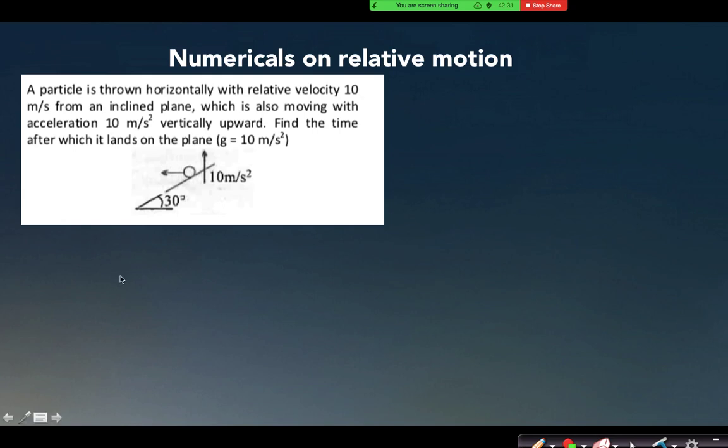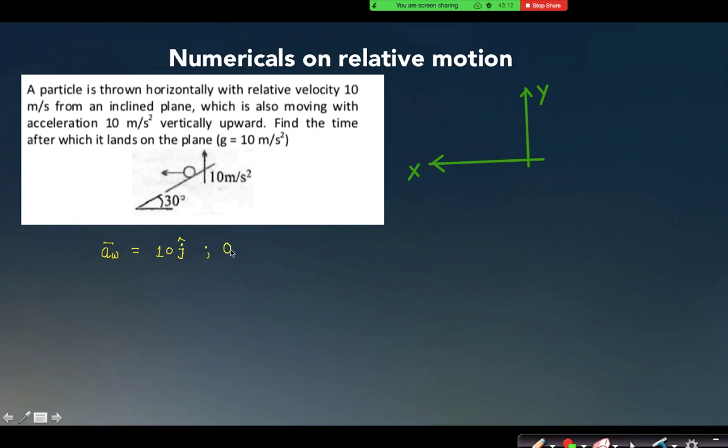So what are the actual vectors with respect to ground given in your question? The acceleration of the wedge, or the inclined plane, I will write it as wedge W. Acceleration of the wedge is 10 meter per second square J cap, if I assume the upward direction to be the y axis, and this horizontal direction to be my x axis. Any direction you can take as your x and y axis. So I can say acceleration of the wedge is 10 J cap.